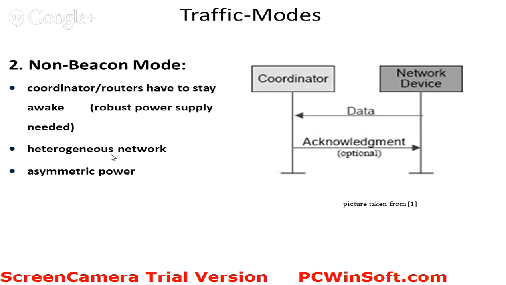It is a heterogeneous sort of network where some devices, that is the nodes, are power hungry, whereas some devices have sufficient power and it is not an issue for them. And asymmetric power is there. Since the coordinator is awake all the time, whenever a network device has some data to send, it senses the channel. If it finds it free, it communicates over that channel, and an optional acknowledgement can be received if it is required. It depends on the criticality of the application.